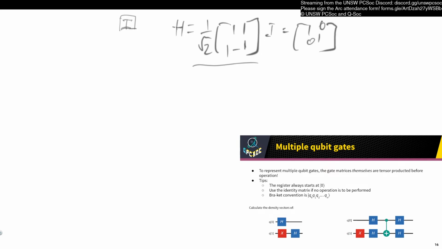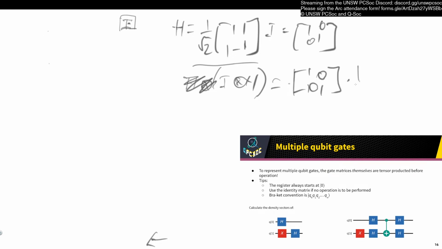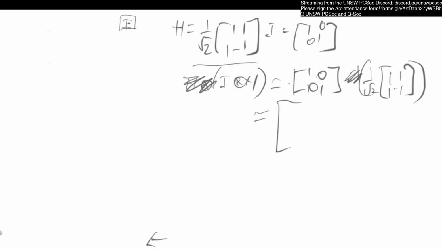So now what happens is that because identity is on Q0 and H is on Q1, you have to tensor them in order before you multiply with this thing. So let's do a quick tensoring, times 1 on root 2, 1, 1, 1, minus 1. Okay, big tensor. I'm going to have to get rid of this.